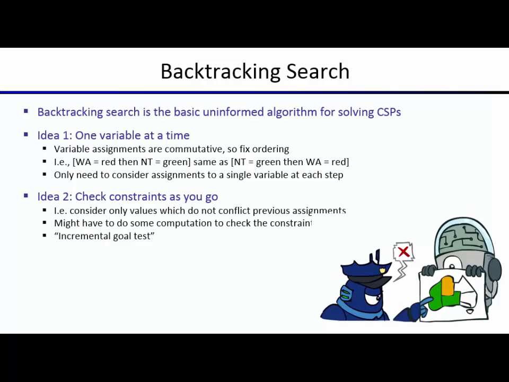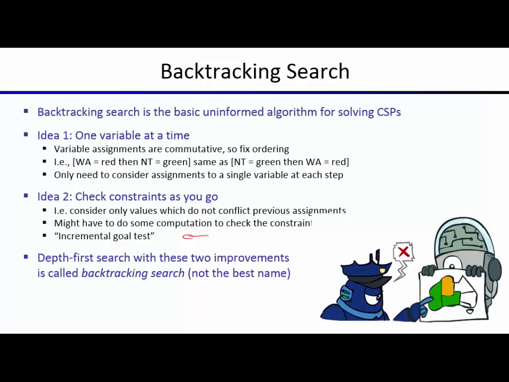Second idea is check constraints as you go. So this allows you, because you have more than a goal test theory of this set of constraints, you are able to check if any of them is violated and exit early. Okay. Depth first search with these two improvements is backtracking search. Not the best name because, you know, backtracking is something very specific where you go back up. So everything we'll be seeing is backtracking search, but we'll see versions of it that are more advanced. This can solve n queens problems up to n equals 25.